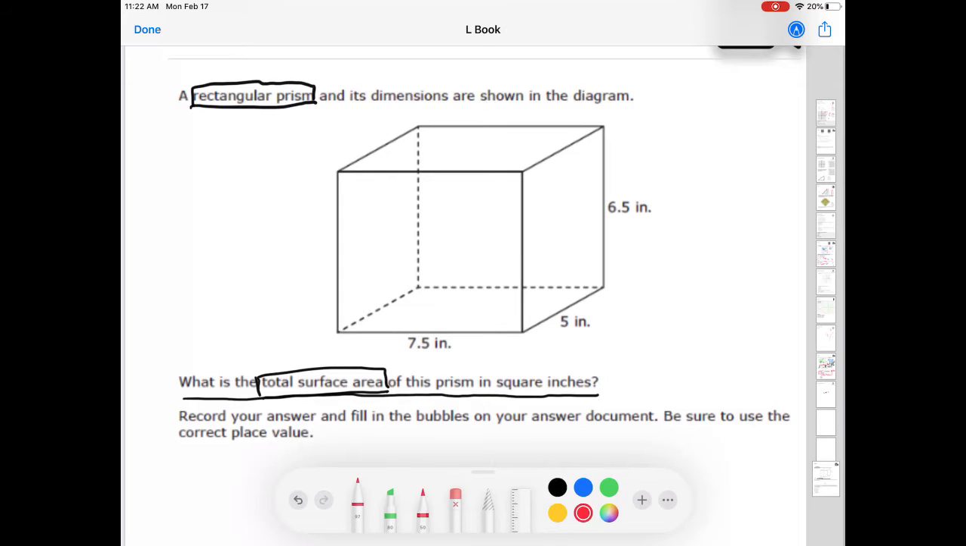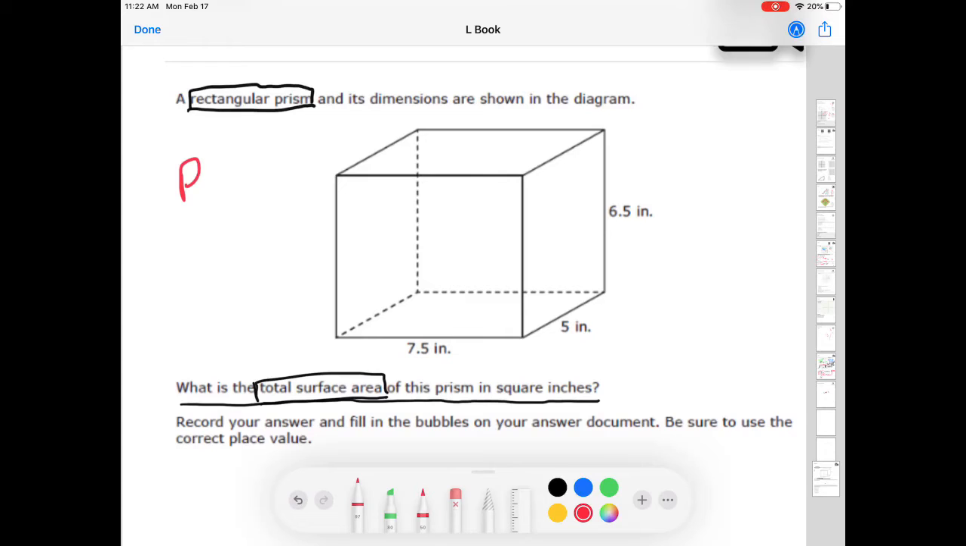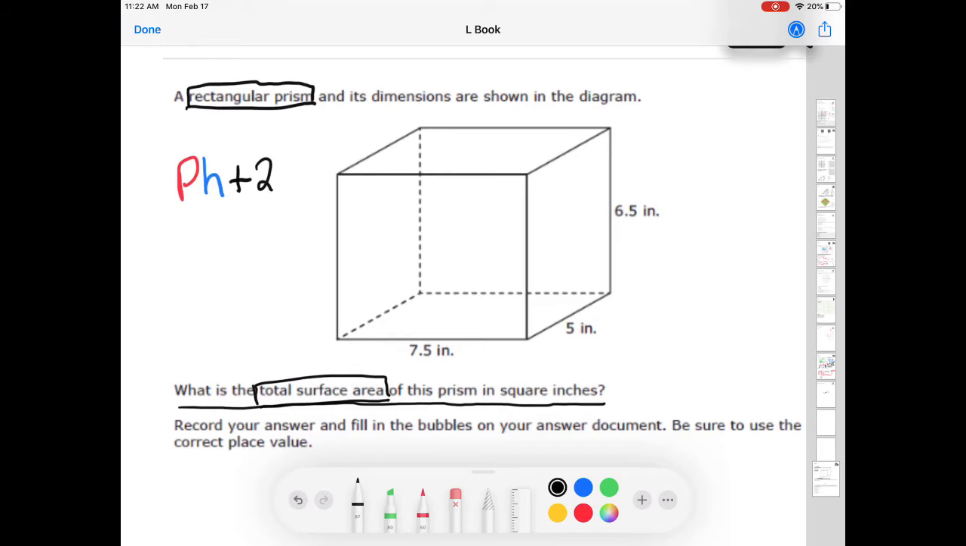Our formula reads capital P, so we're looking for capital P, perimeter of the base, times your height, plus 2 times the area of the base. So what I did is I put the perimeter of the base in red, the height in blue, and in green I have the area of the base. What's in black? The plus 2. That is always in the questions. You don't plug any numbers in, they just stay the same.